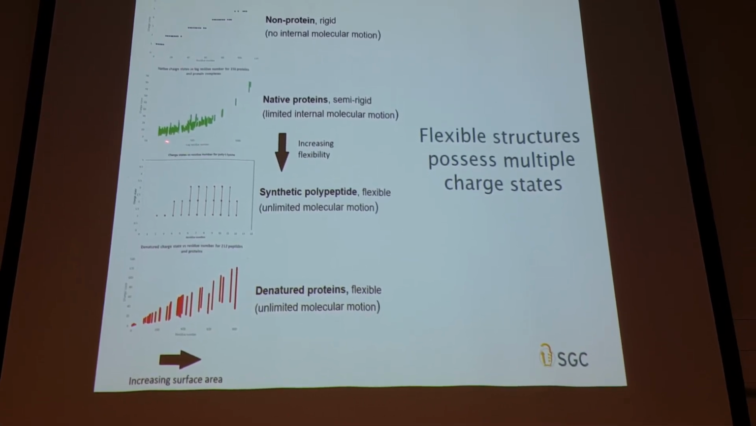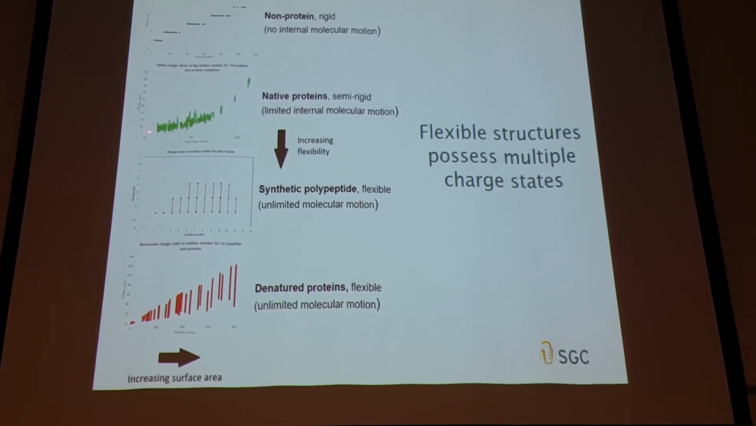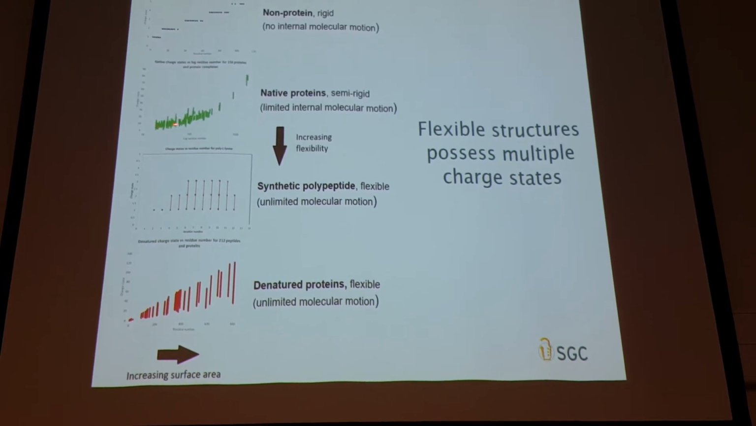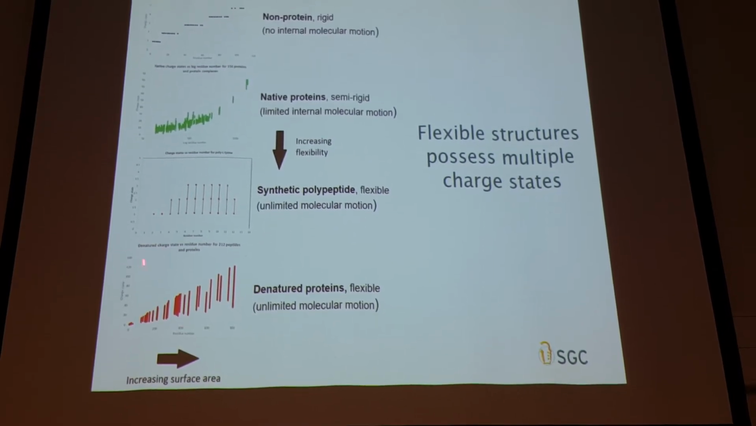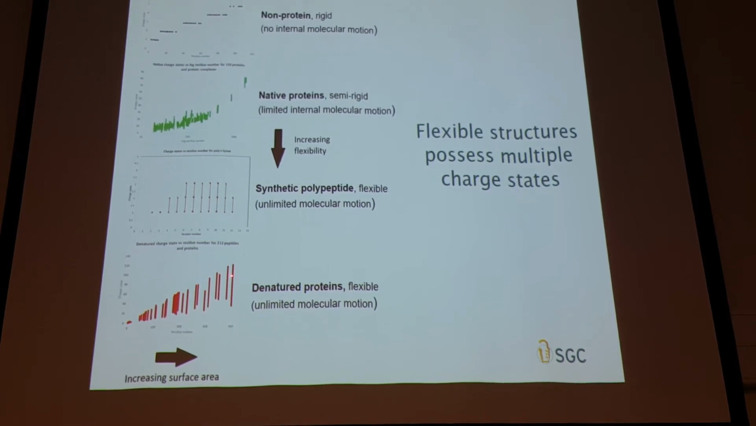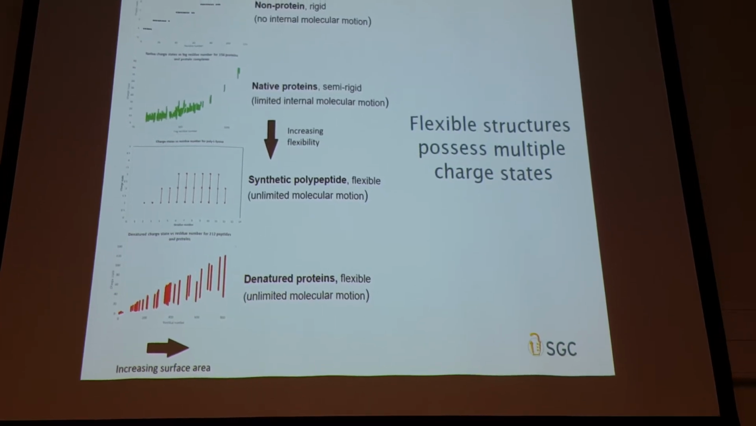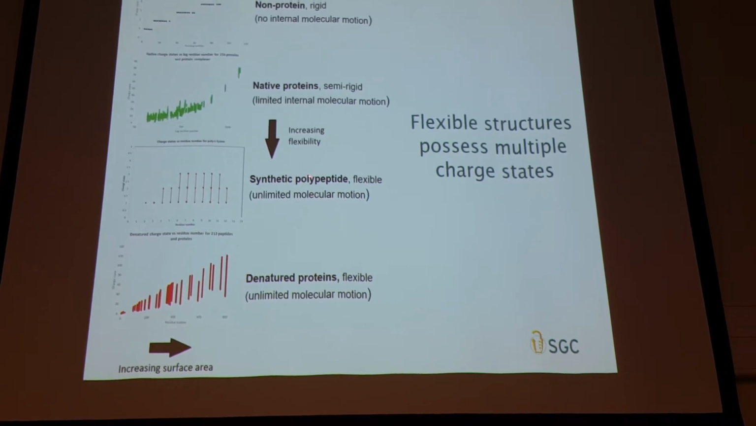If you compare that with the number of charges for proteins, these are native proteins. Here we're measuring the protein residue number against the distribution of charge states. For native proteins, we have a relatively narrow distribution of charge states. However, if they're denatured, this is a synthetic peptide, these are a range of denatured proteins, you can see that the number of charge states is very, very wide. So we're saying this is increasing surface area, and this is increasing molecular flexibility.